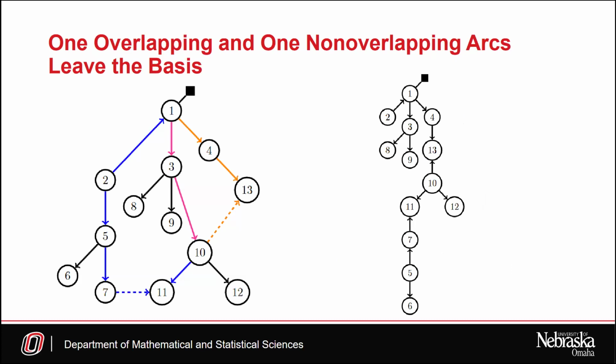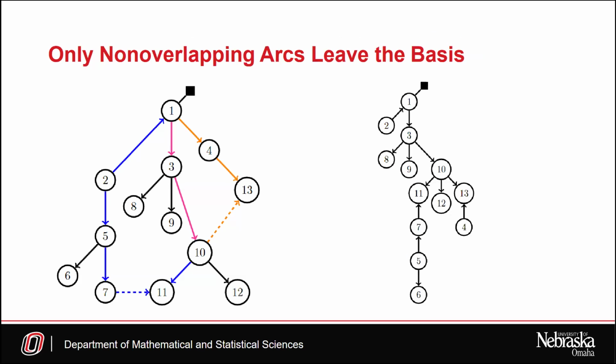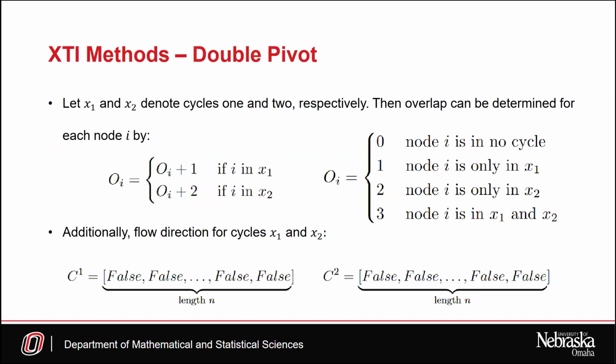What if we did 1 overlapping arc and 1 non-overlapping arc in either one of the cycles? Well, this is actually valid, and this will always guarantee that you leave a spanning tree. How about 2 non-overlapping arcs? Well, that's also valid, and you also get a spanning tree solution. Therefore, the only 2 situations where we can enter 2 arcs and leave 2 arcs are 1 overlapping and 1 non-overlapping, or 2 non-overlapping. And now that we found the acceptable leaving conditions, we need to find ways to update this in an efficient way.